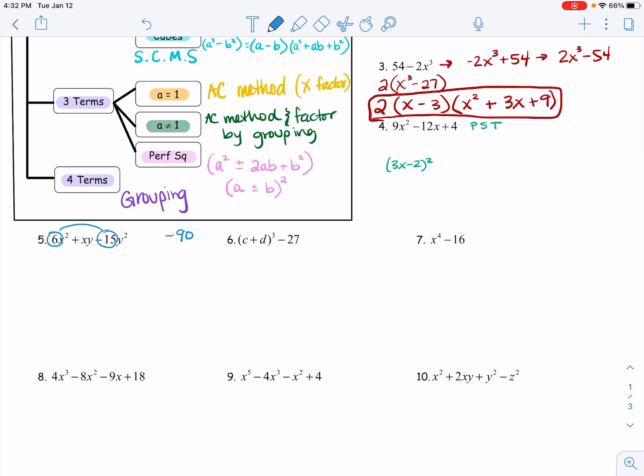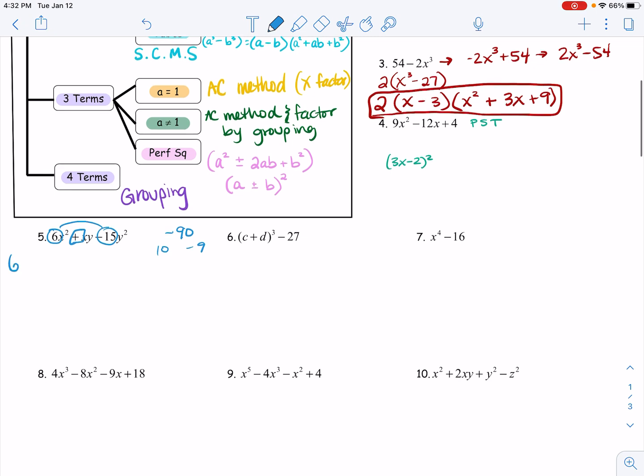And I need factors of negative 90 that add up to a positive 1. Well, that's going to be 10 and negative 9. So then I'm going to rewrite and factor by grouping here. So I have 6x squared plus 10xy minus 9xy minus 15y squared.